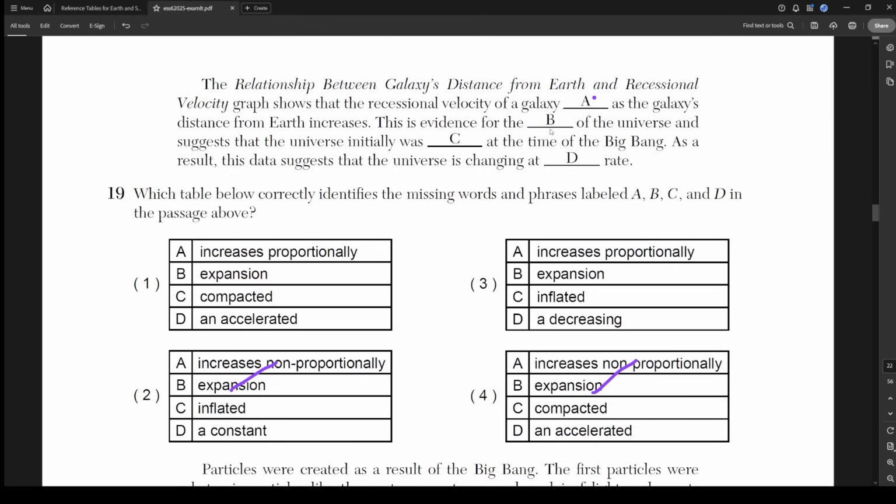This is evidence for the blank expansion of the universe, and suggests that the universe initially was compacted. It was together. And as a result, this data suggests that the universe is changing at an accelerated rate. That's correct. So this one is about the universe.